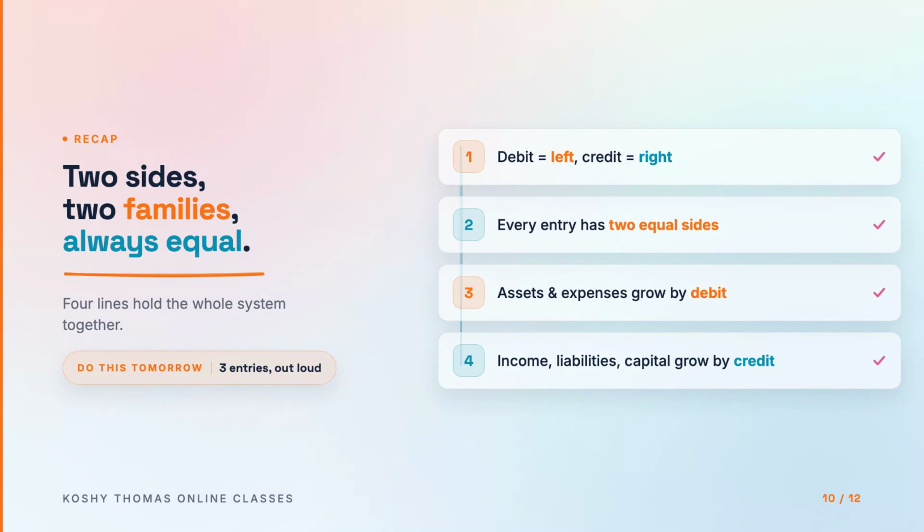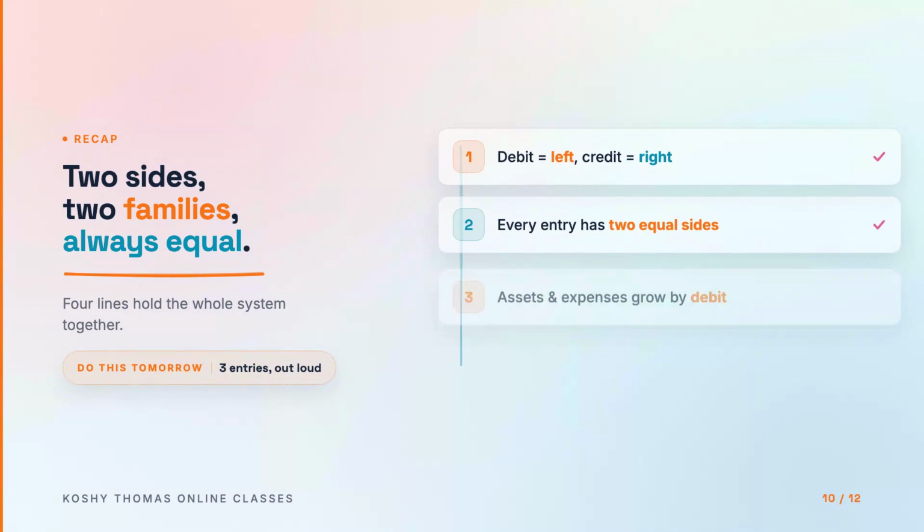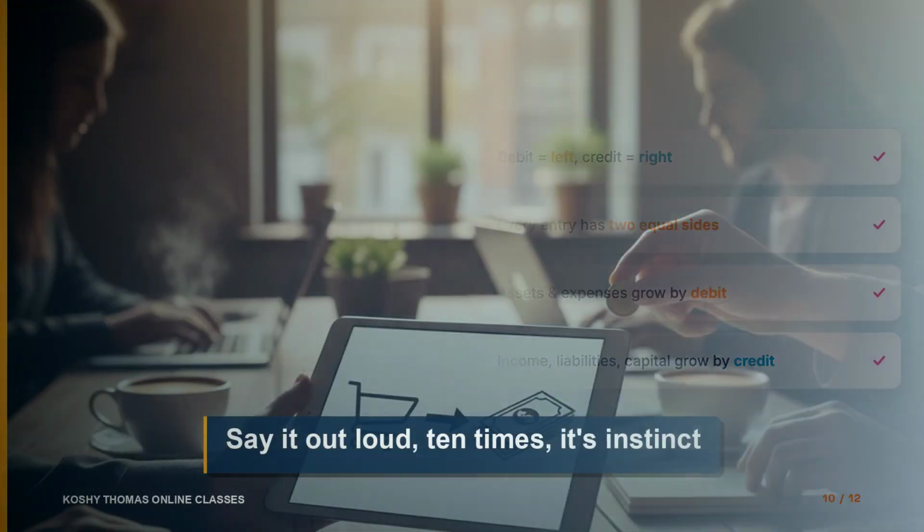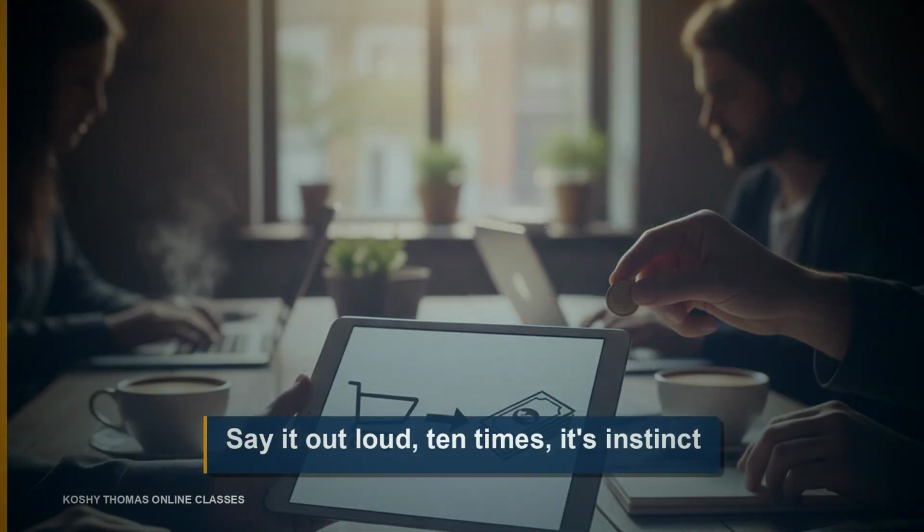Here's your one thing for tomorrow. Take any 3 transactions from your own books, and before you look, say out loud what the business got and what it gave. Then check. Do that 10 times and it becomes instinct.